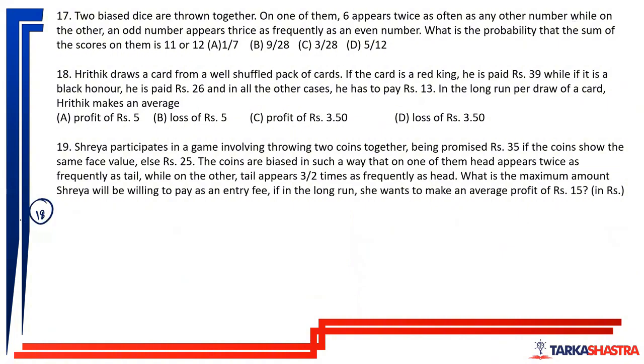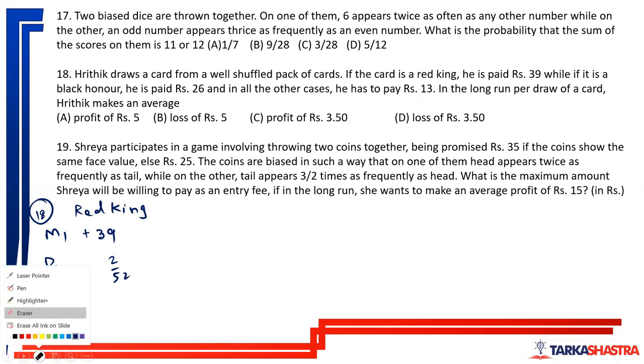Ritik draws a card from a well-shuffled pack of cards. If the card is red king, he will be paid 39 rupees. So this is, let us say, M1. And what is the probability of red king? It is 2 by 52. It can be king of hearts or king of diamonds. So it can be 2 by 52.